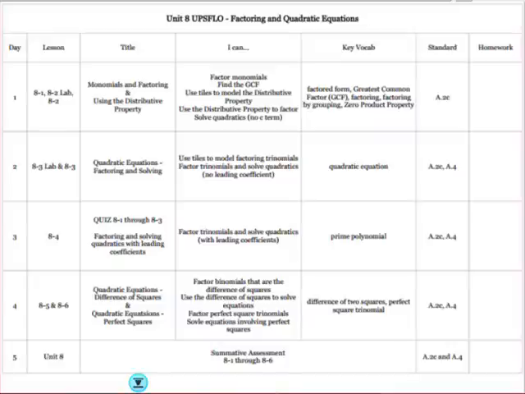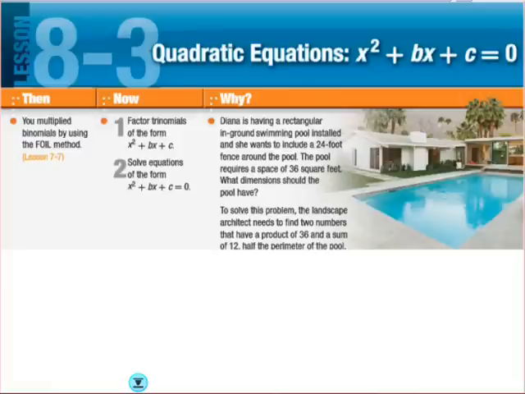Take a look at Chapter 8, Section 3. It's Day 2 of Unit 8. Next class, when you come in, we'll do the practice, and hopefully we will get to the quiz on 8.1 through 8.3. So let's take a look at 8-3.